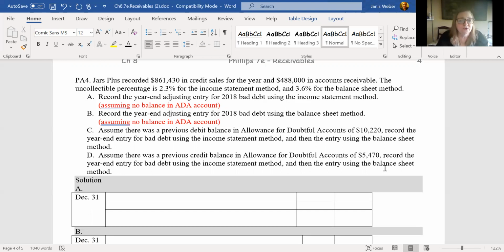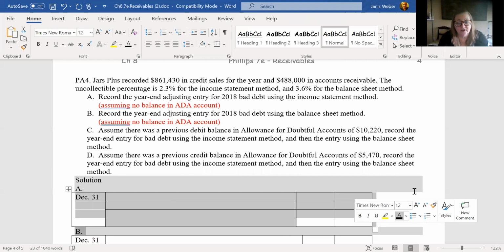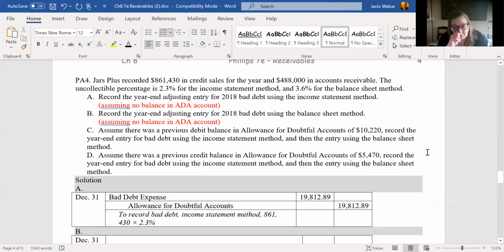Okay, so the first thing we'll do, we'll record the year-end adjustment for 2018 using the income statement method, assuming no balance in the ADA. So we're going to debit bad debt expense. We're going to credit allowance for doubtful accounts. And we're doing it to the tune of credit sales times 2.3%.